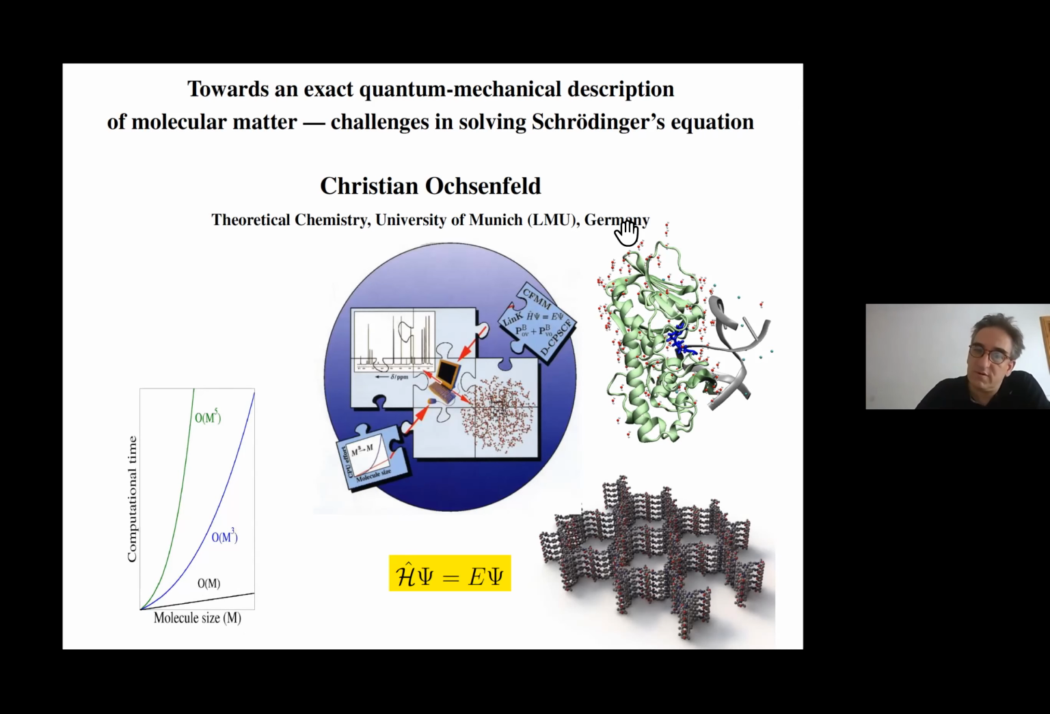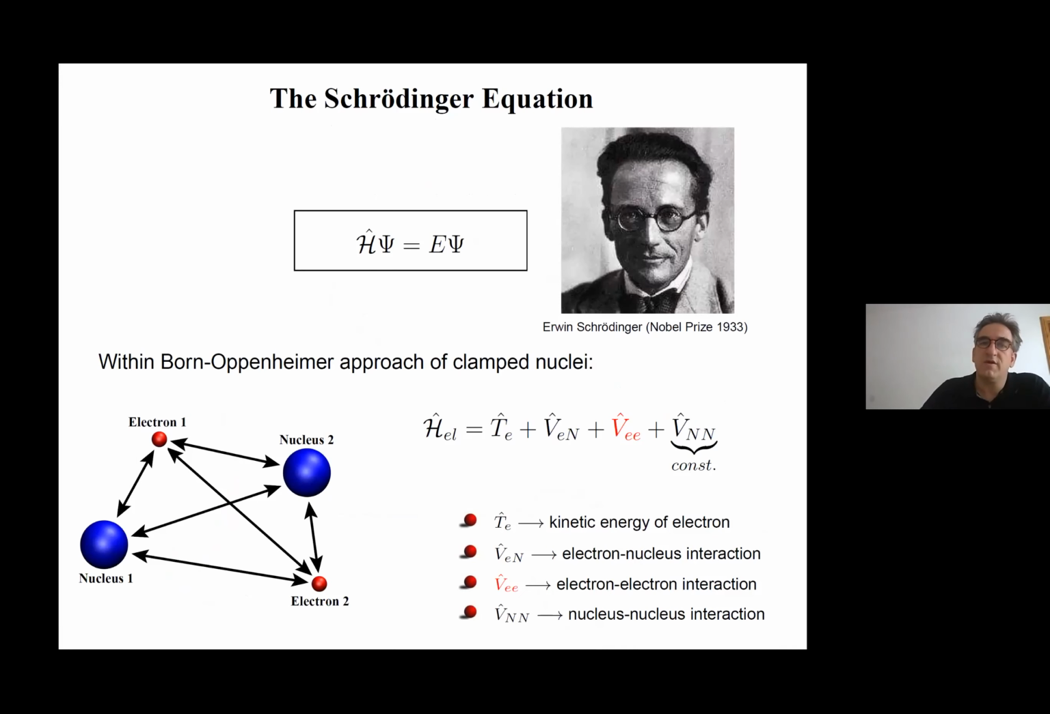The goal we have is then to describe systems like these. This is a DNA repair system, so it repairs defects in the DNA, or for example these covalent organic frameworks, which are important for energy conversion processes. So the Schrödinger equation, of course, is well known. We normally use the Born-Oppenheimer approach to simplify the equation, so we use the clamped-nuclei approach. So the nuclear-nuclear interaction is a constant.